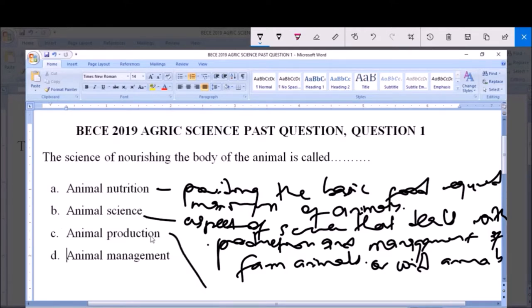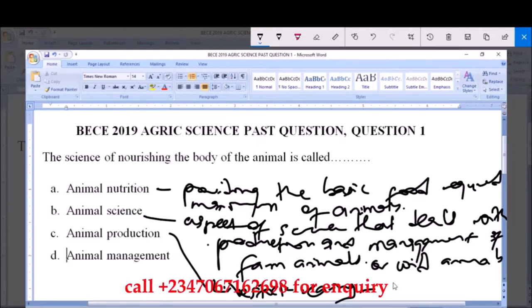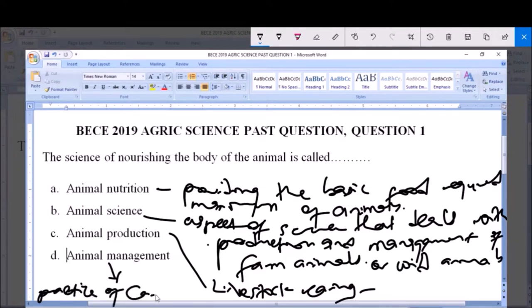Now, animal production here. Like I said, animal science deals with the production and management of animals. Now, animal production here simply means, in other words, livestock rearing. That's where a farmer goes into the production of animals. You rear animals basically for reproduction. That's animal production. And animal management here simply means the practice of caring and ensuring good health of animals, be it farm animals or wild animals.